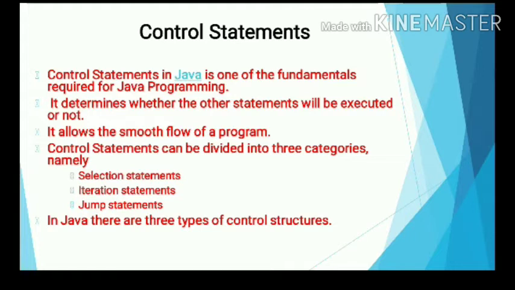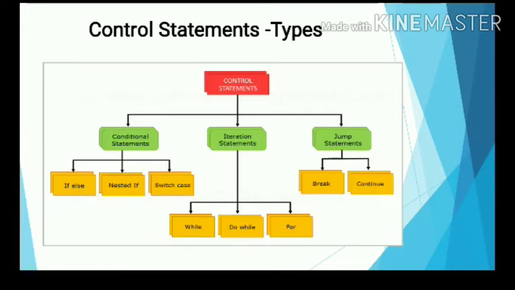The statements can be divided into three important categories named selection statements, iteration statements, and jump statements. See, this diagram will clearly explain the types of control statements. The control statement is divided into three types. They are conditional statements, iteration statements, and jump statements.